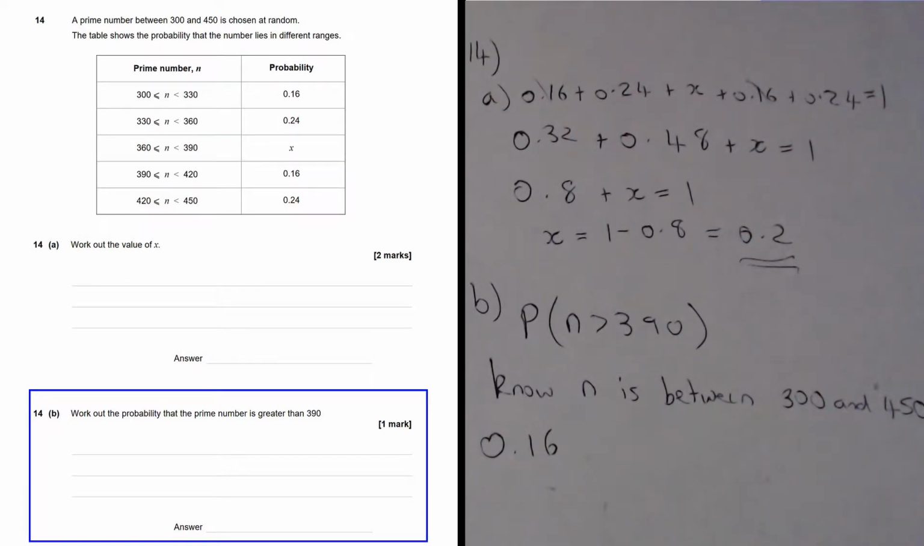But we know it could be all the way up to 450. So we need to add to that the probability that n could be between 420 and 450. So we need to add to that 0.24. And if we do that, we get 0.4. So the probability that n is bigger than 390 is 0.4, or 40%.